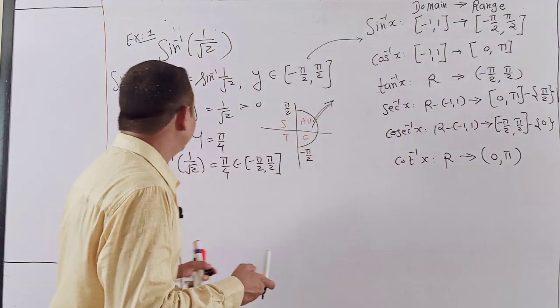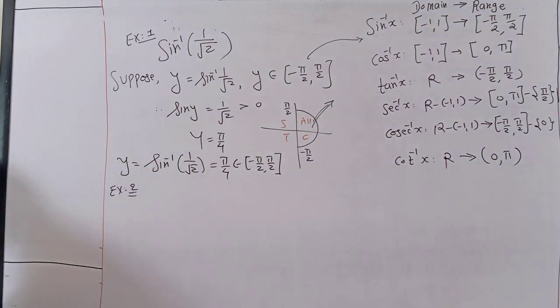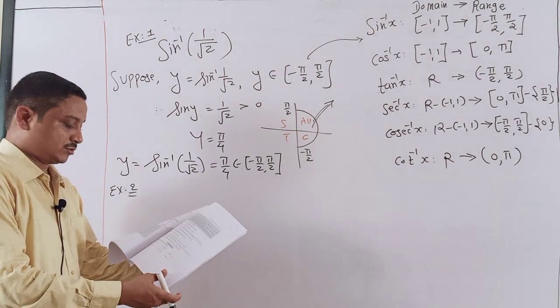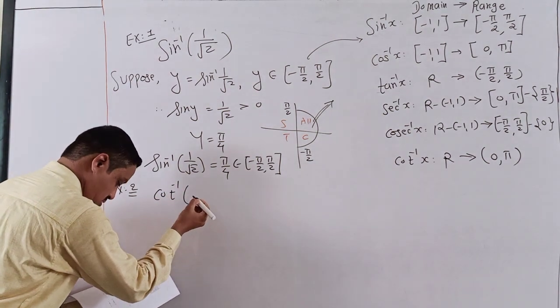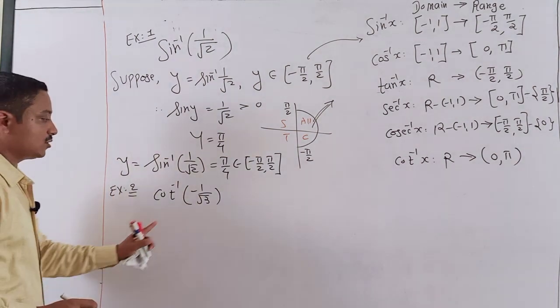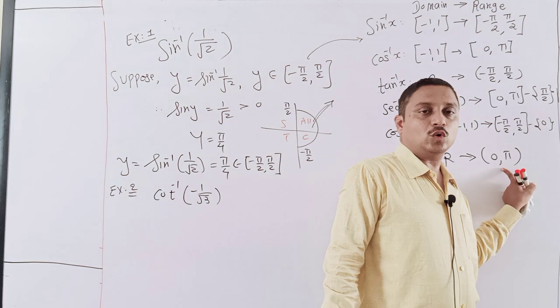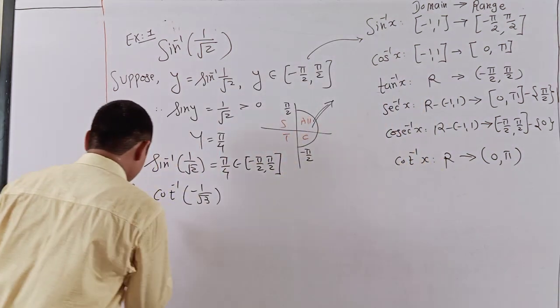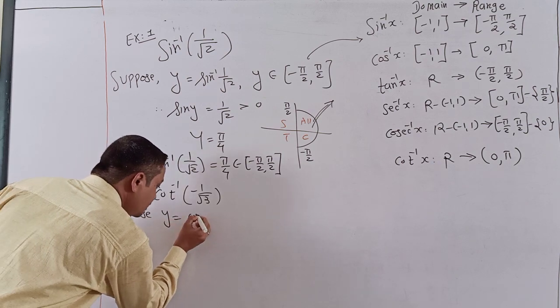Yes. Now example 2. Students, it's very easy here. In this example 2, the question is cot inverse of minus 1 by root 3. Same as before, students, cot inverse. What is the cot inverse range? Open bracket 0 to pi. Solution same. Suppose the given question is equal to y.